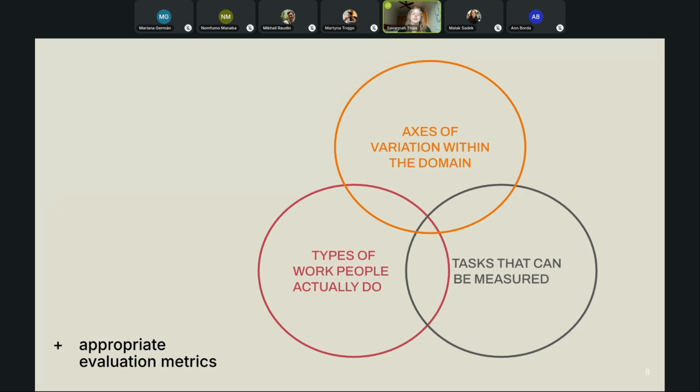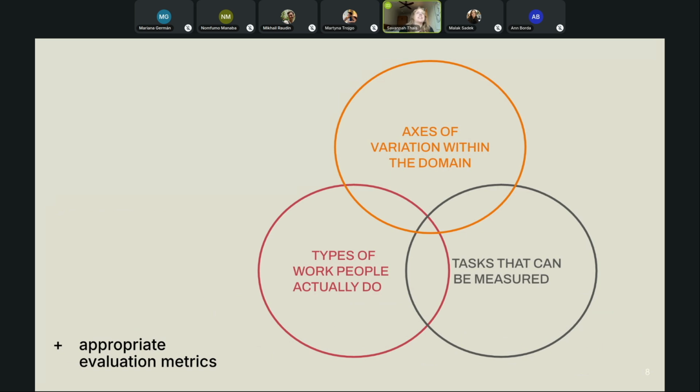And then the third component is that you need to make sure that your benchmark is true to the domain in which you're applying it. So here I say the axes of variation within the domain. For example, with a social bias benchmark in LLMs, they don't want to just look at gender bias, right, and then say they have a benchmark for bias, because there are many different kinds of bias that an LLM might exhibit.